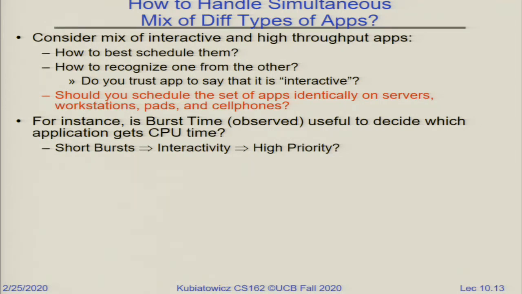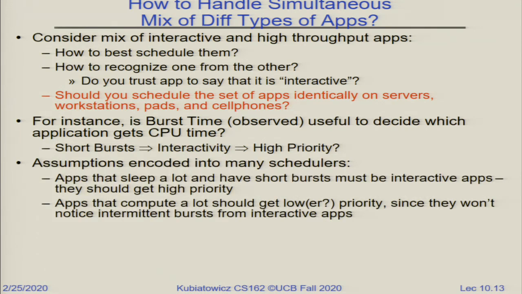There's where we're getting into predicting the future, right? If I see a lot of really short bursts out of this job, probably we're going to have short bursts going forward. And many schedulers have that assumption encoded. So apps that sleep a lot and have short bursts are probably interactive apps. Okay, so I'm observing it. They have short bursts. They sleep a long time. They're probably interactive. Apps that compute a lot maybe should get lower priority because they look like they're not interactive.